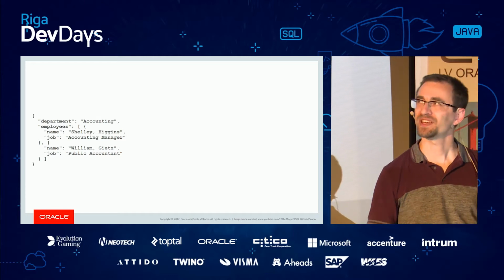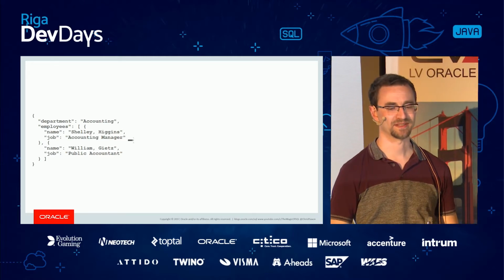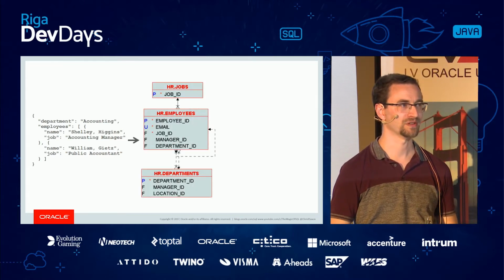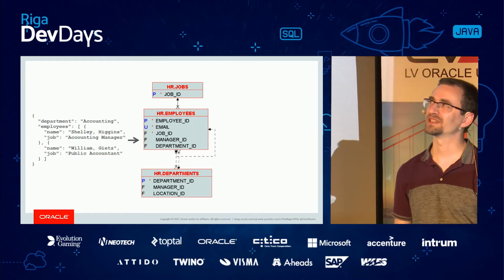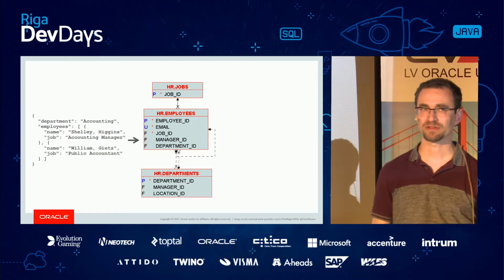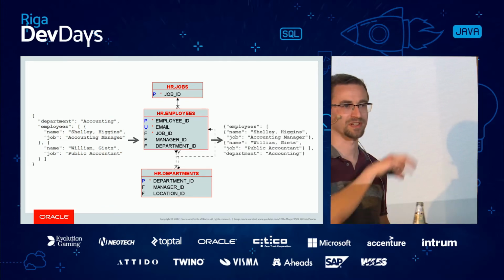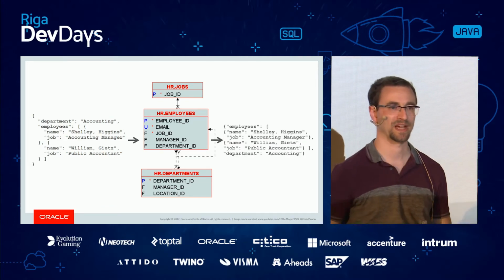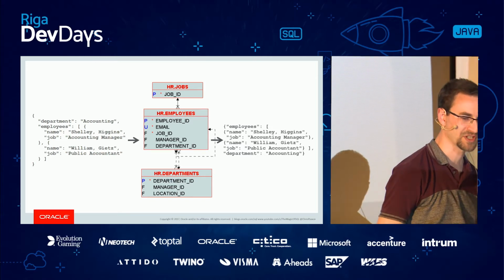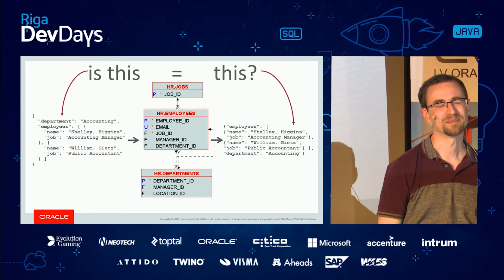So let's say we're taking a JSON document, shredding it and storing it relationally. It's pretty certain that at some point you will want to convert your relational rows back into the same JSON document. So you're going to take something in and want to get the same thing back out, which brings the important question: are these the same?